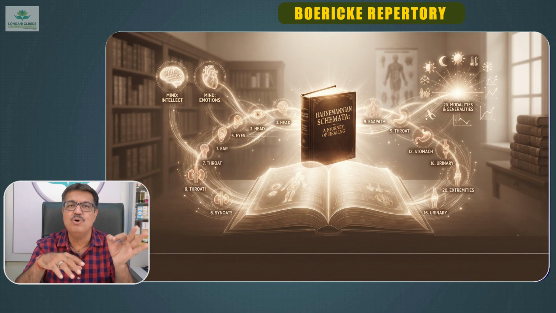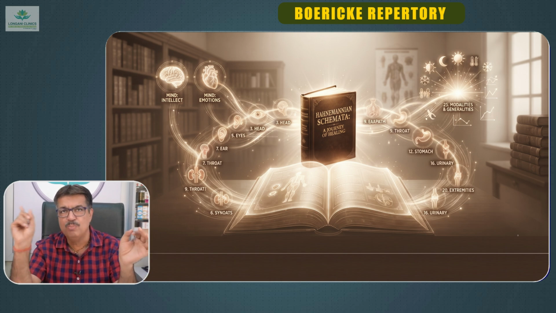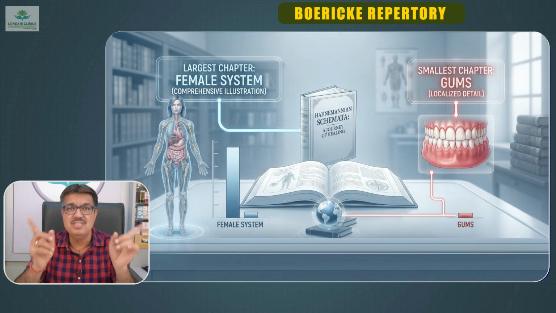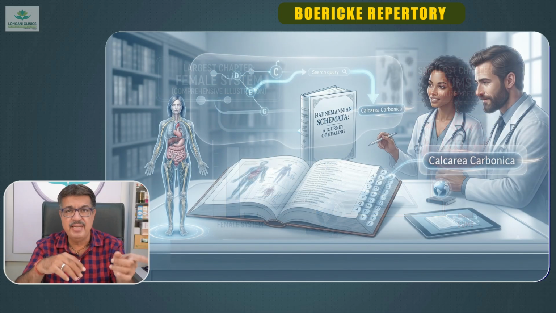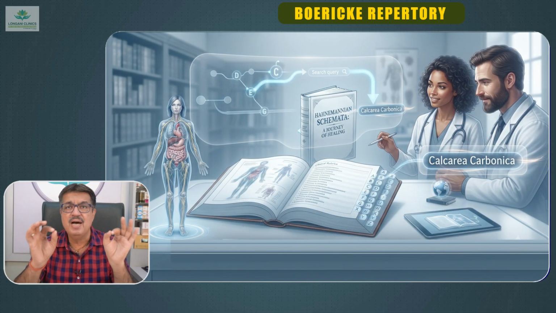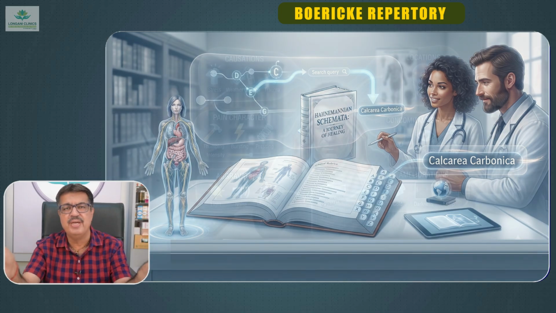The repertory follows the Hahnemannian schema and consists of 25 chapters beginning with mind and ending with modalities. The largest chapter is the female sexual system, while the smallest chapter is gums. Headings and subheadings are arranged alphabetically, making navigation simple and quick.